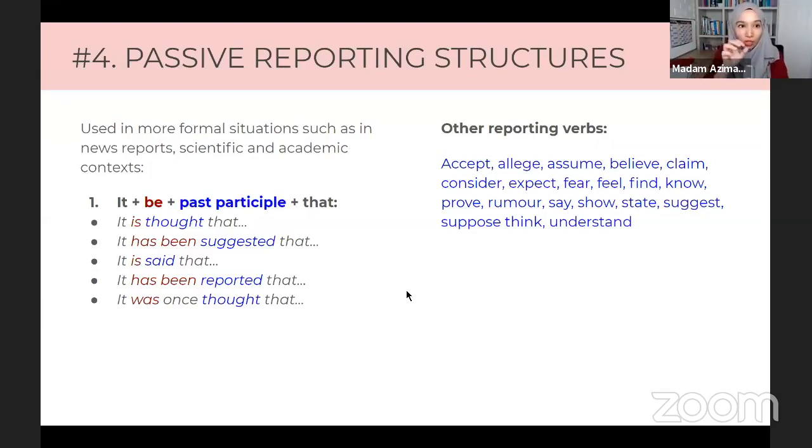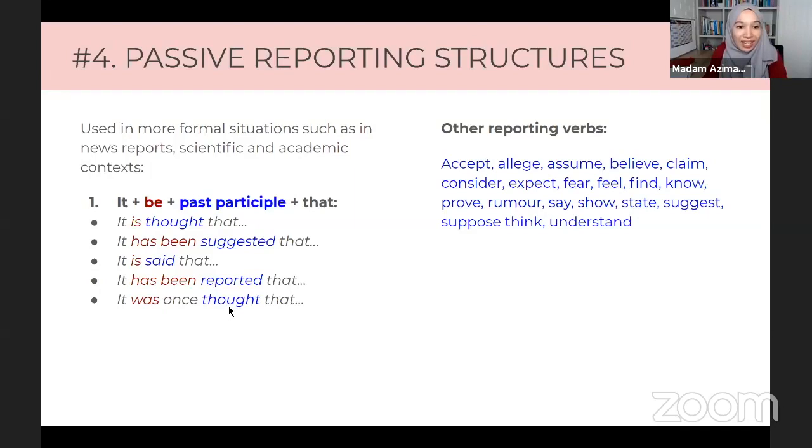This is reporting structures. It's used in formal situations such as in news reports, scientific and academic contexts. You'll get these structures and then you can copy them down later. It will be like this. It starts with it, and then be, a be verb, and then a past participle again, can't run away from be plus past participle, and then that. So for example: it is thought that, it has been suggested that, it is said that, it has been reported that, it was once thought that.